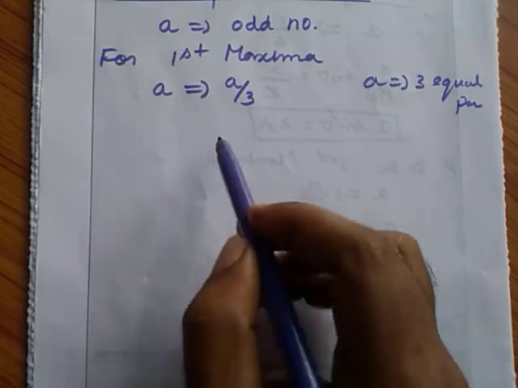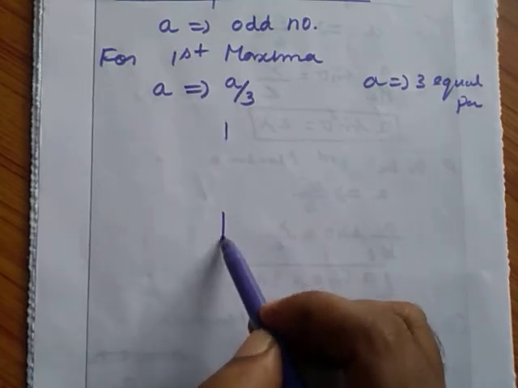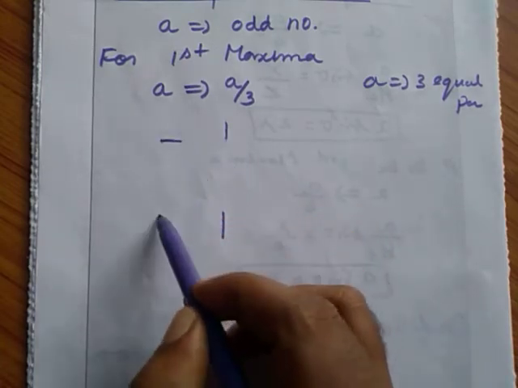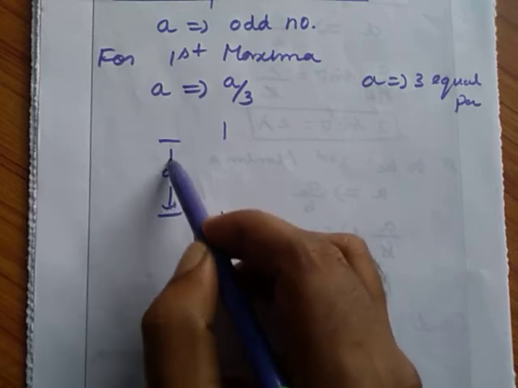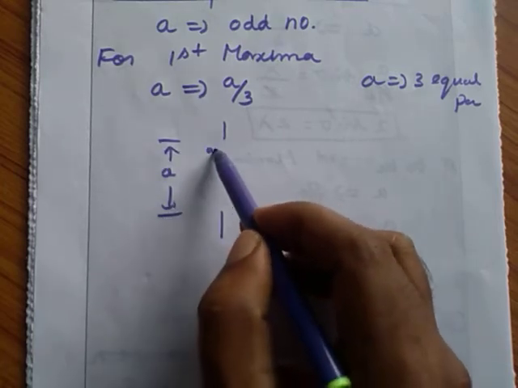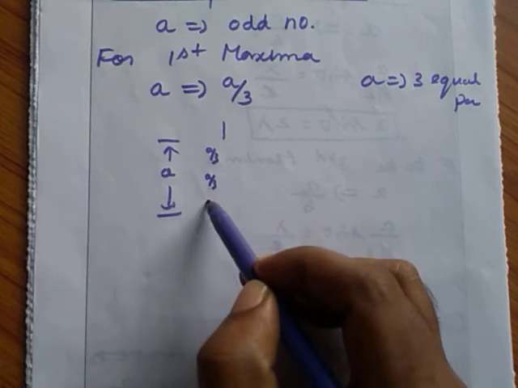See here, this is the slit. The overall distance is a. The distance a is split as a by 3, a by 3, a by 3.